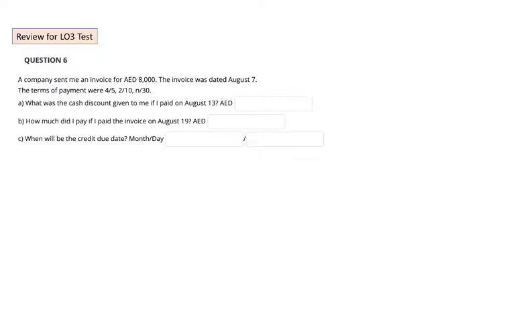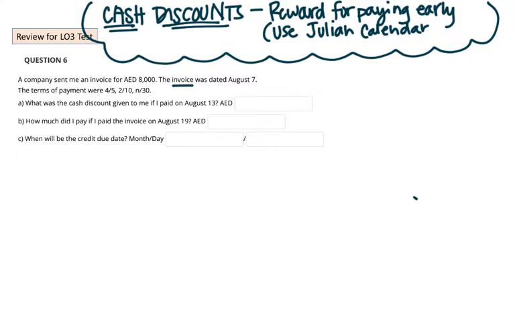Okay, this next question is about cash discounts. The reason I know that is it says the word invoice and it starts talking about dates. Cash discounts are rewards for paying early, and usually you will use the Julian calendar whenever you see dates in the question. So let me pull that up.